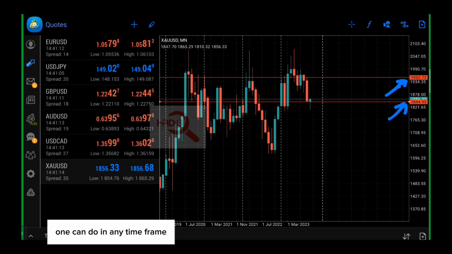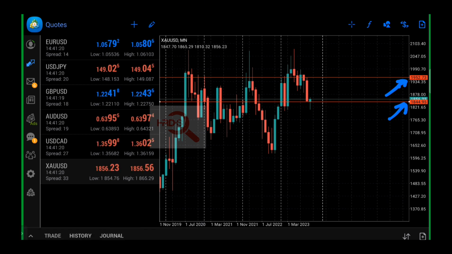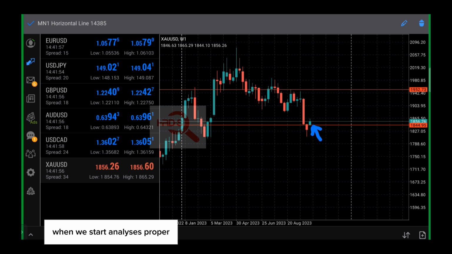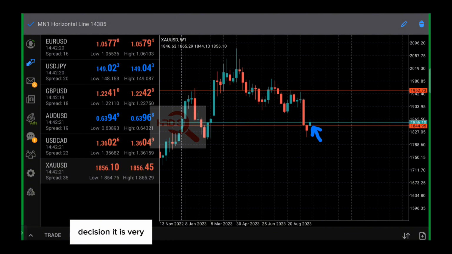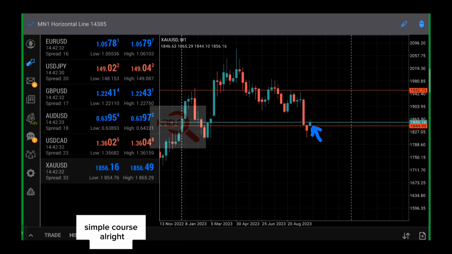One candle in any time frame represents the price movement of that very asset in that time frame. By the time we have next Monday, the candle will close. That is how these things work. When we start analysis proper, you will start seeing how we combine these different time frames. You now combine the whole information and make your decision. It is very, very simple. I'm telling you, it's not something very complicated. I'm going to teach you the way you are going to understand it, and you would believe with me that this is a very simple course.